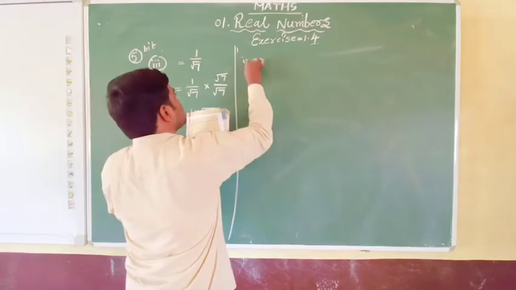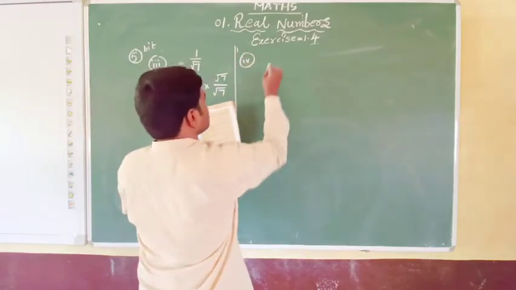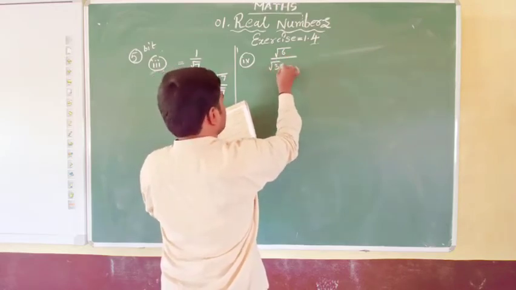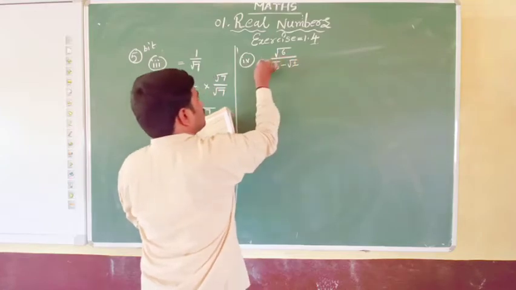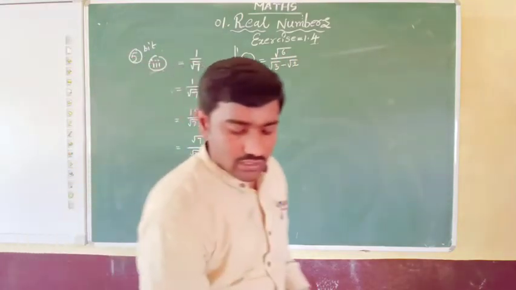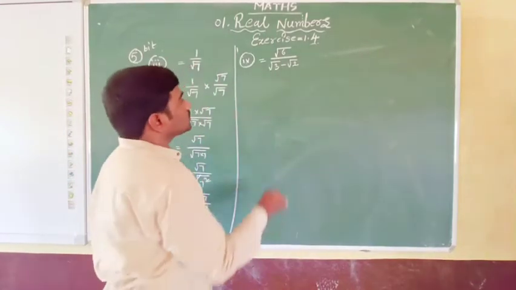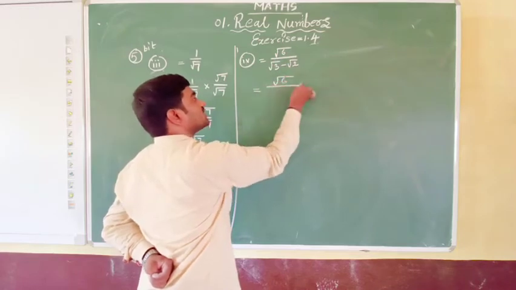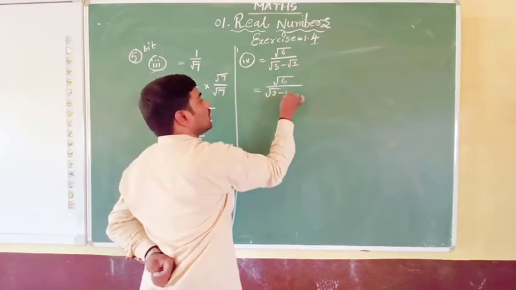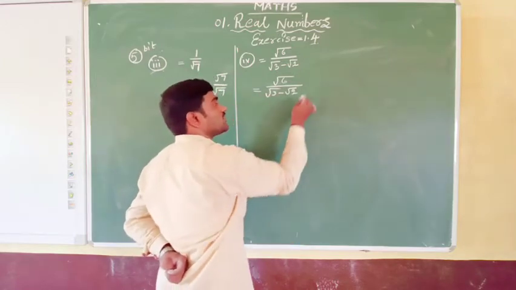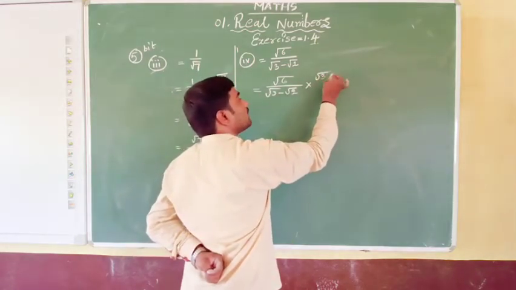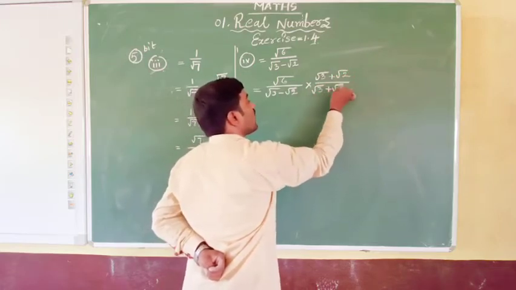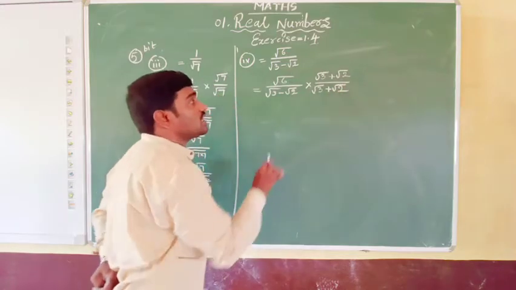Okay, the last one of this bit. The fourth question is root 6 by root 3 minus root 2. Okay, look at here. Now here you can learn a little more. So here let us rationalize the denominator by multiplying by the rationalizing factor of root 3 minus root 2. The rationalizing factor of root 3 minus root 2 is root 3 plus root 2 by root 3 plus root 2. We have to multiply the numerator and denominator to balance these terms.